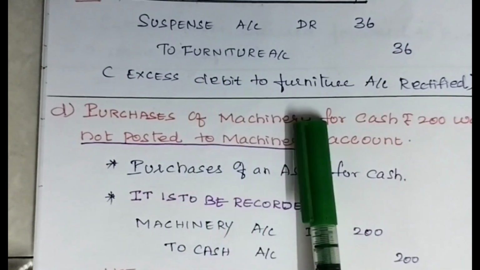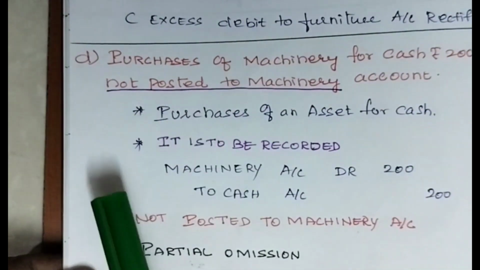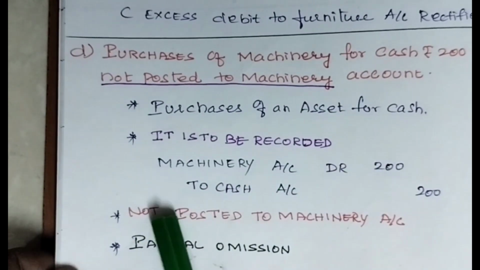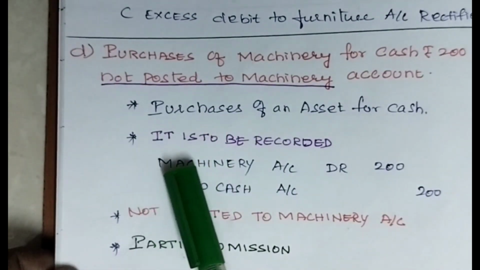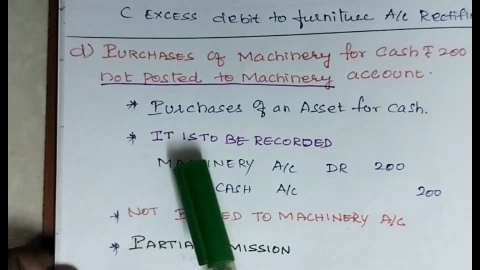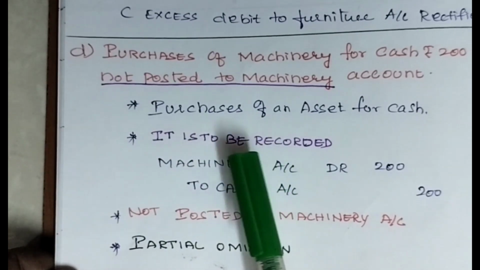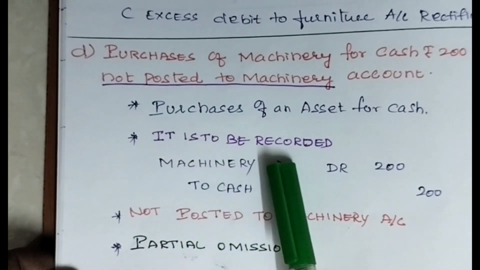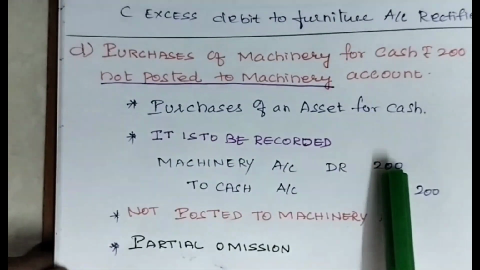How do you record the purchase of machinery? For cash. Okay, so what is to be recorded? Machinery account debit 200 rupees to cash account. When you purchase an asset or any goods, that is an expense. So all expenses will be debited. Machinery account debit 200 rupees.